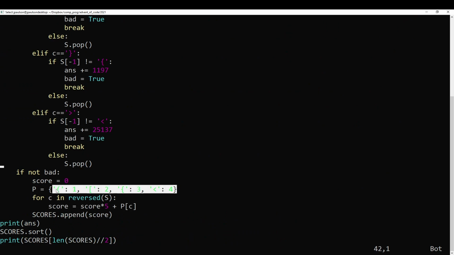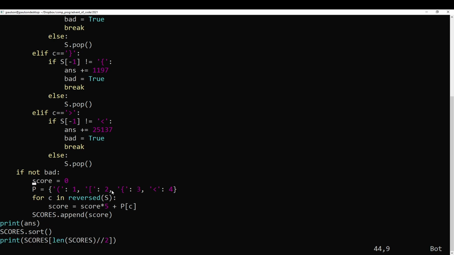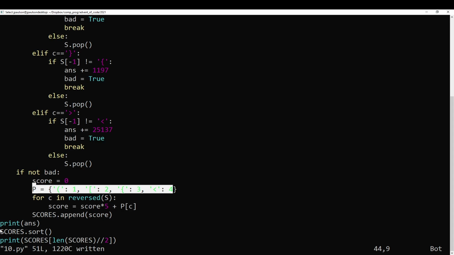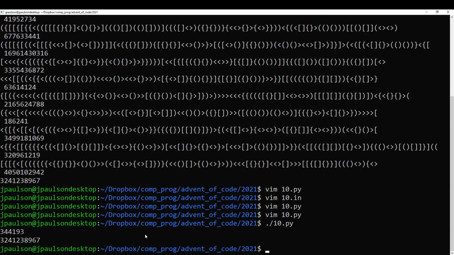The way you figure out the completion is you match every character from the end. So you reverse it, and you reverse all those characters. The match for this one is just this. We compute that according to the formula they told us, and then they wanted the median score. So we print out the median. So that is it for day 10.